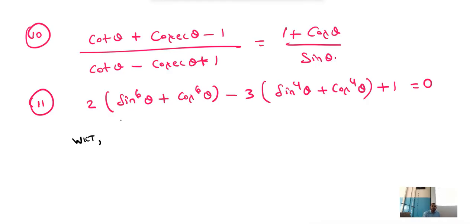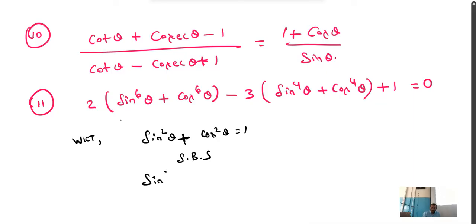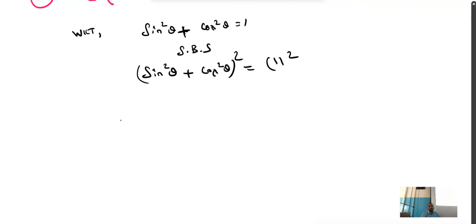Make a note. We know that sin square theta plus cos square theta is equal to 1. First you write the step like this. Can we do squaring on both the sides? Squaring on both the sides, then it becomes (sin square theta plus cos square theta) whole square is equal to 1 whole square, because we are doing squaring on both the sides.